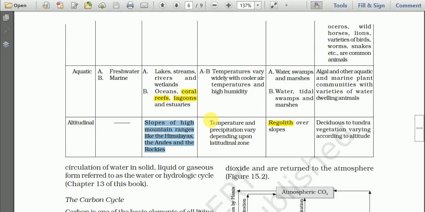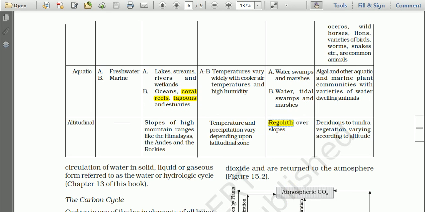And about the temperature and rainfall condition, temperature and precipitation vary depending upon the latitudinal zone. Depending upon the latitudes and the height, temperature and amount of rainfall differs. Then about the soil condition, regolith over the top of the higher slopes of the mountain you will find regolith. Actually regolith is this layer. It refers to the surface layer of loose rock or other material resting on a bedrock.